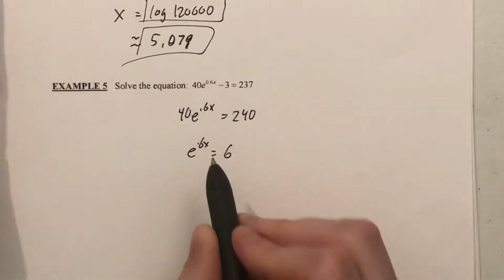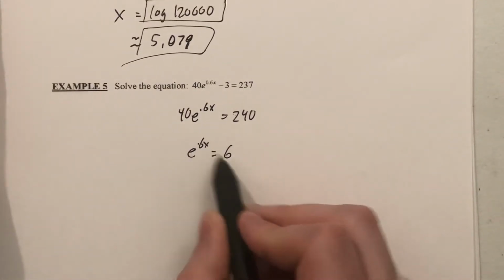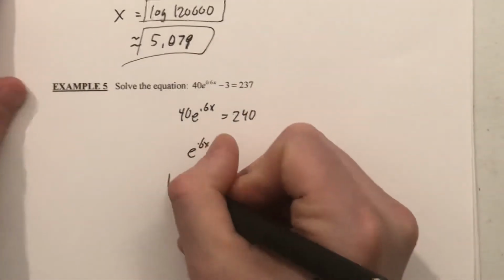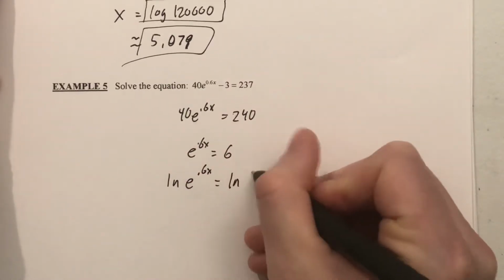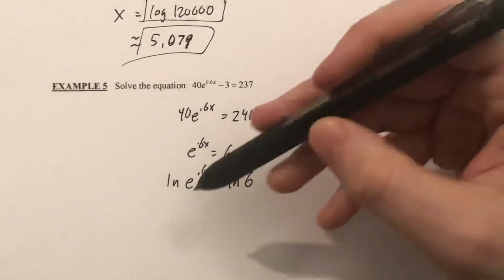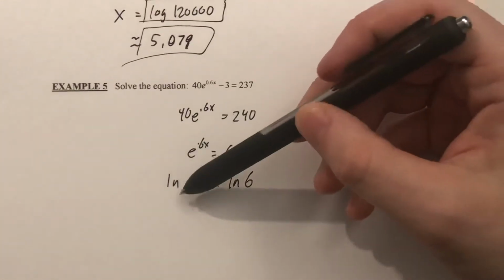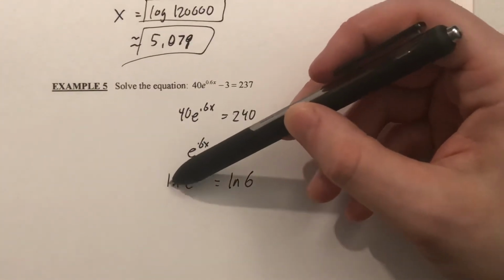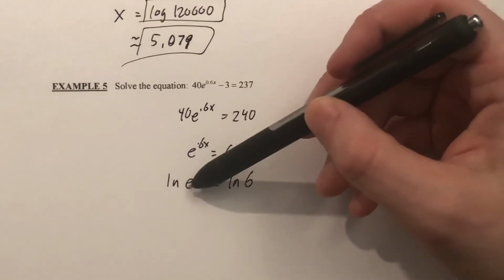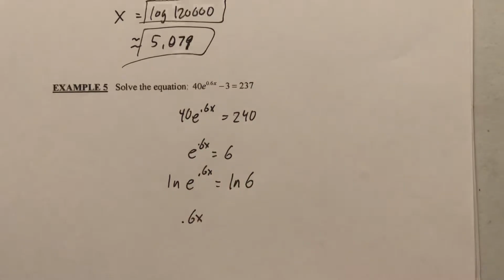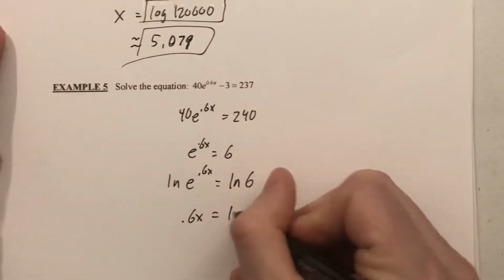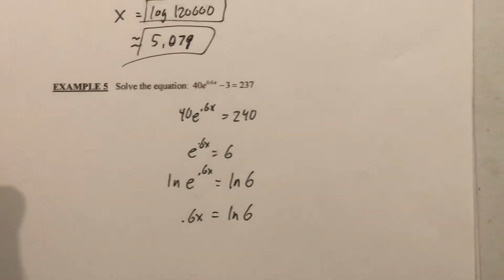Now that we're here, and we have a base of e, right? There's no same base going on here, but we can use ln of the left and ln of the right. We take the natural logarithm of both sides, and right here, just like the one above, we've seen that ln of e is like log base e of e. All that goes away, and we are left with just 0.6x. And then on this side, ln of 6.